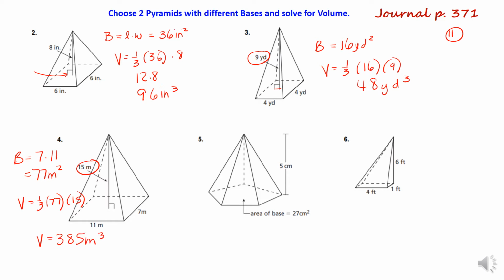Okay, and I keep telling you squared and cubed just to make sure you're understanding that as you do these out. Now, they were really nice here and they gave us the area of the base. So this one is pretty basic. 1/3 times 27 times 5 is 9 times 5 is 45 cubic centimeters.